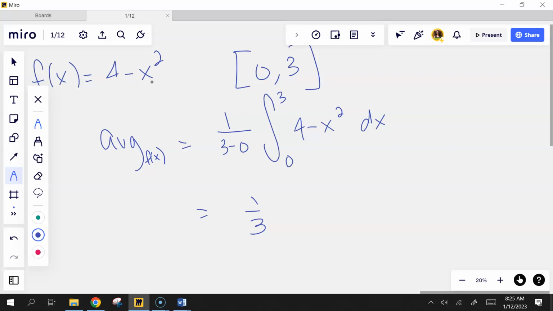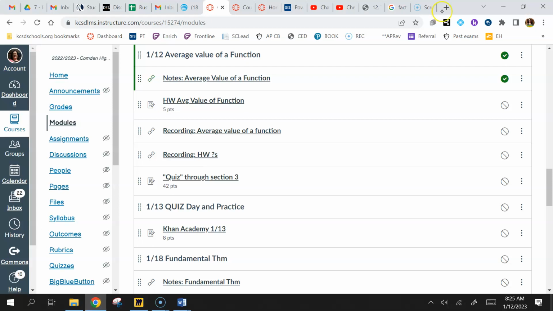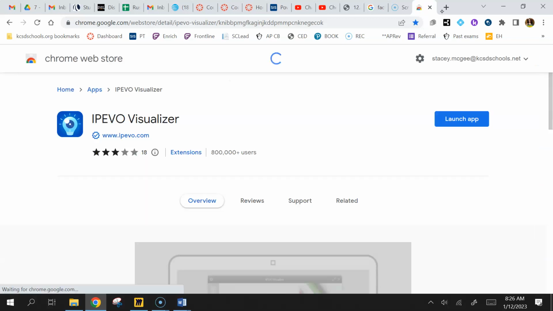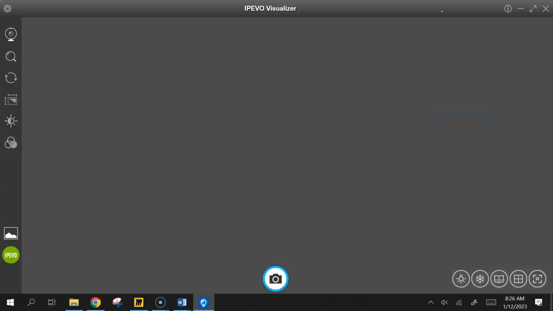Let me show you. 4 minus x squared is my function. You already got it? Are you sure? Oh, the overall answer is 1. The area under is 3, right? Okay. I was about to say, that's not what I wrote.